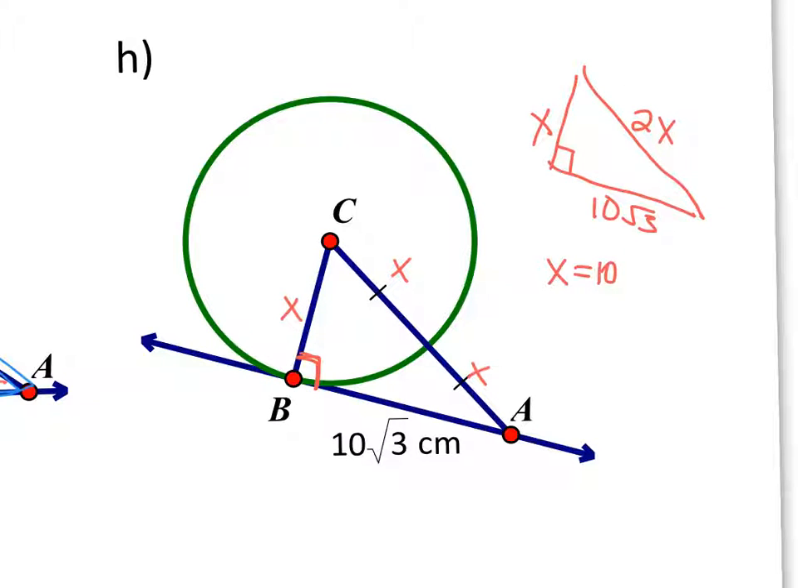Because then as a 30, 60, 90 triangle, if x is 10, it would be in a proportion of 10 to 20 to 10 radical 3, which is the 30, 60, 90 pattern.